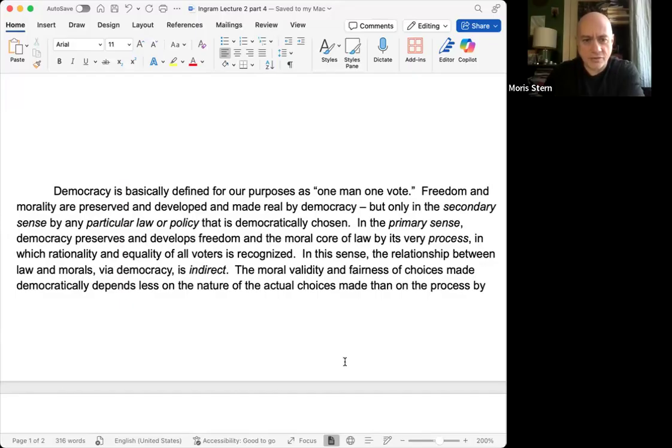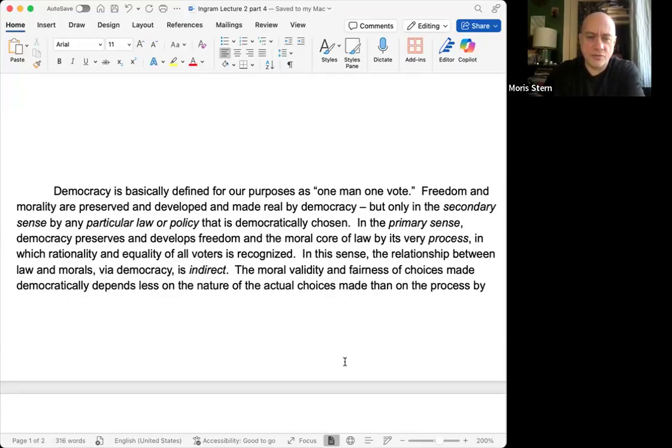In the primary sense, democracy preserves and develops freedom in the moral core of the law by its very process, in which the rationality and equality of all voters is recognized. So the way in which democracy links law and morality is not through any particular laws that emerge democratically, but through the very process of democracy itself, since that process presupposes that all of the participating members are rational and that their rationality has equal worth. In this sense, the relation between law and morals via democracy is indirect.